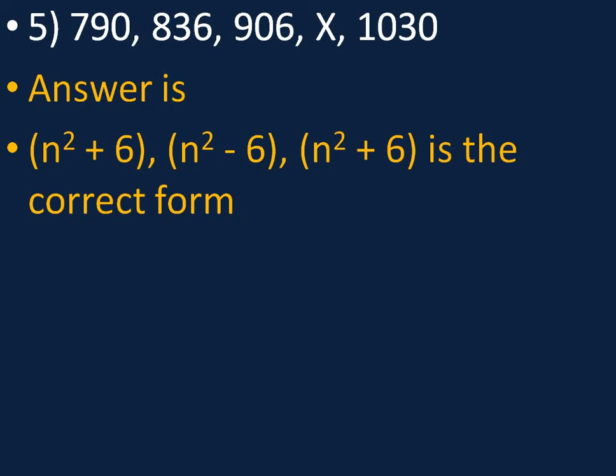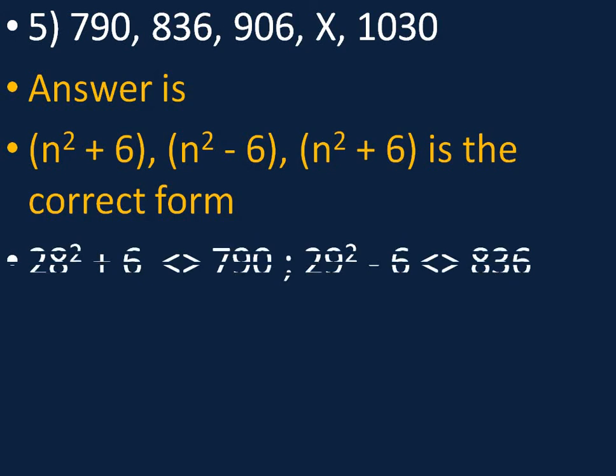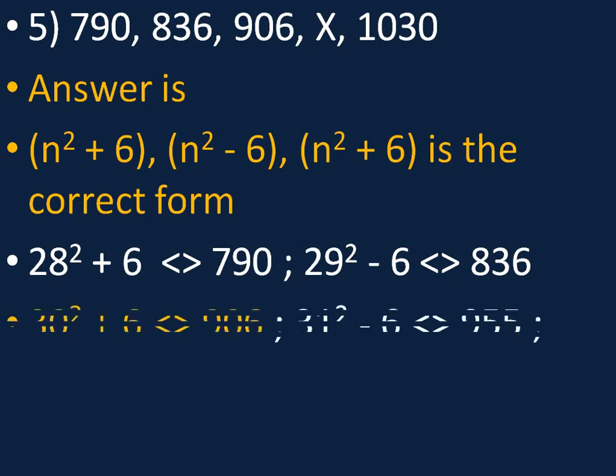And the second pattern, which follows after 790, is n square minus 6. And then it is followed by n square plus 6, n square minus 6, n square plus 6. So I think it's a difficult sum. First of all, 28 square is 784. So if we add 6 to 784, we get 790. And the next number is 29 square, if we add 6 we get 836. And 30 square is, as we know, 900. So we get 906 after adding 900 plus 6.